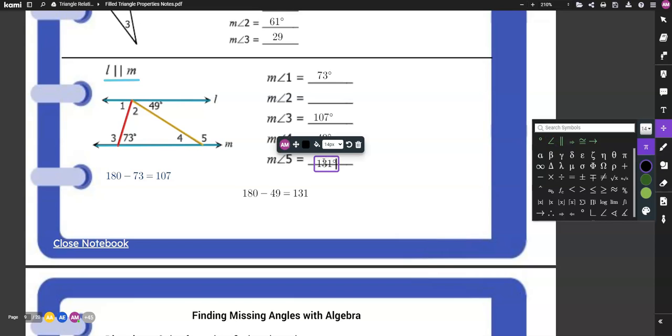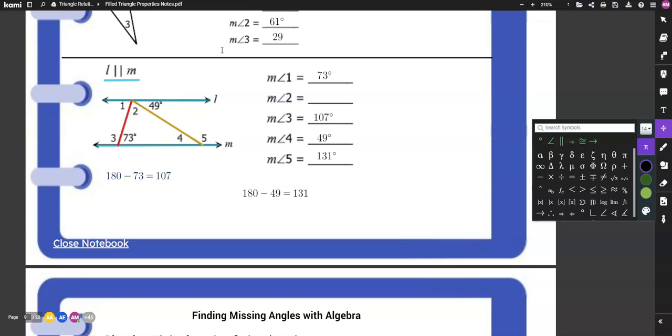And finally, angle 2. There are a few different ways we could do it. We could use the fact that angle 1, angle 2, and the 49 degree angle form a line, so they would add up to 180 degrees. We could use the fact that the remote exterior angle of angle 5, which is 131, is equal to the sum of 73 and angle 2. And we can also realize that angle 3 is equal to the sum of angle 2 and the 49 degree angle because they are alternate interior angles, or angle 3 is equal to the sum of angle 2 and angle 4.